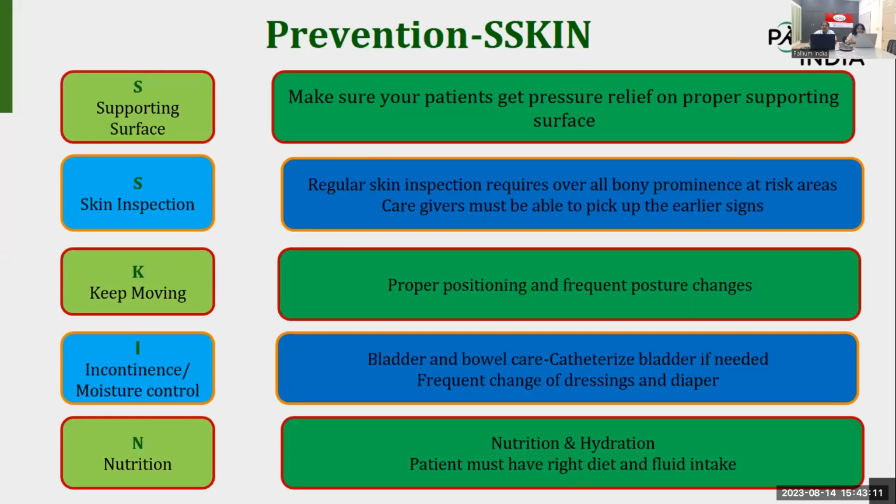So is it clear? Prevention, just remember by S skin, right? Double S skin or S skin, right? That is supporting surface, skin inspection, keep moving, incontinence control or moisture control, and N for nutrition, right?